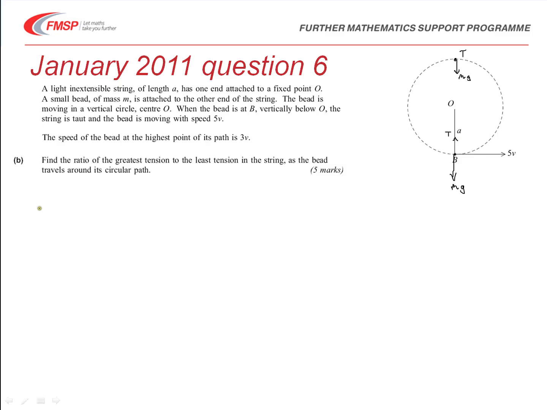So if we consider what is happening at B, if we analyse the vertical forces there acting towards the centre, we've got T minus mg must equal mv squared over r. So in this case that is m 5v squared over a, because a is the radius of the circle.